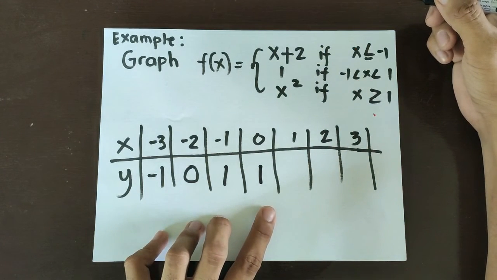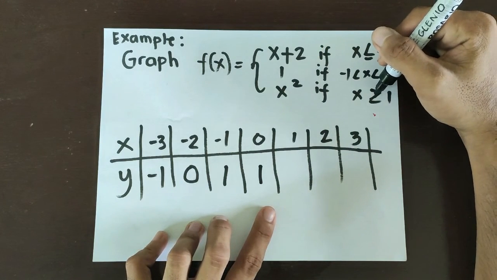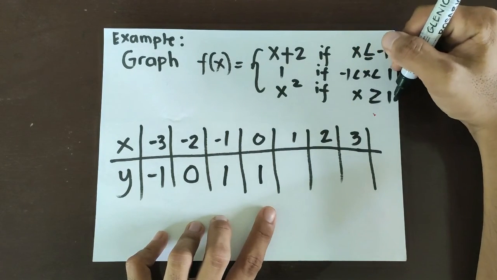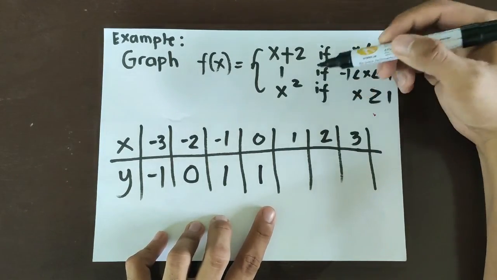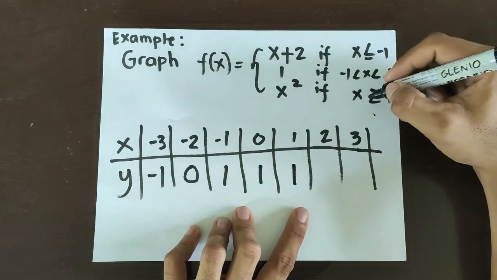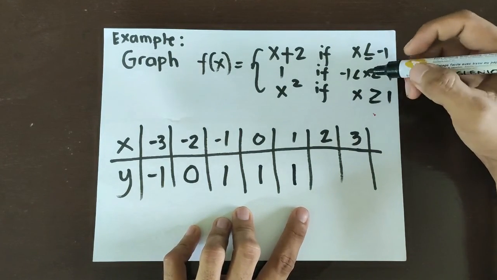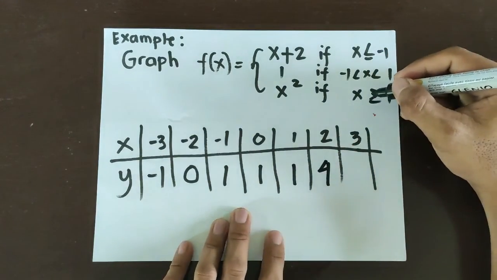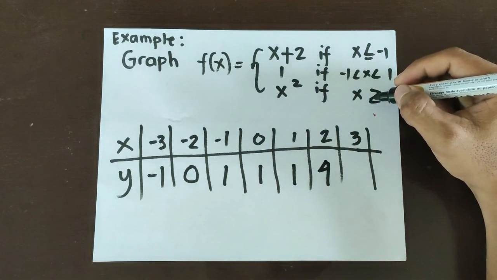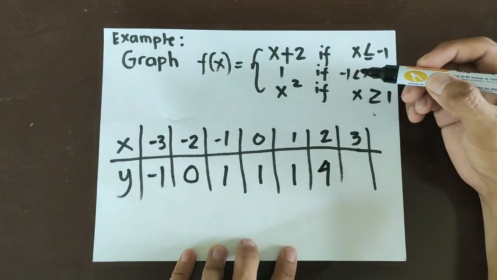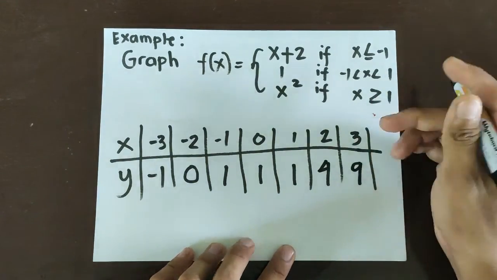If x is 1, saan naman natin yan ilalagay? If x is 1, siya ay pasok kay third equation. X is greater than or equal to 1, so we substitute 1 kay x squared. 1 times 1 is 1. If x is 2, 2 is greater than 1. So isa-substitute natin yan sa third equation. 2 squared ay 4. Then lastly, if x is 3, 3 is greater than 1. Kaya sa third equation pa rin natin siya isa-substitute. So 3 times 3 is equal to 9. Okay?